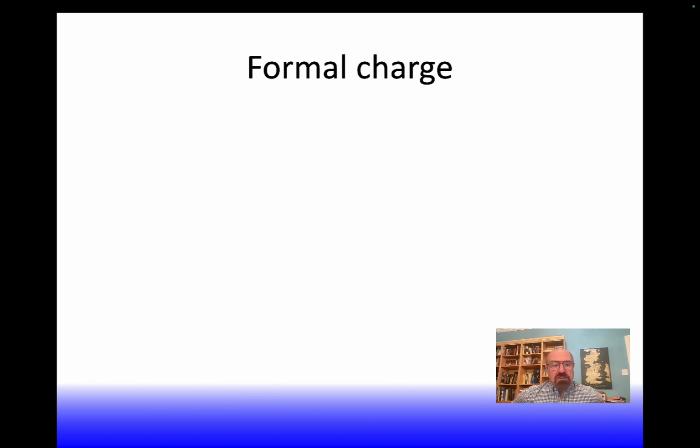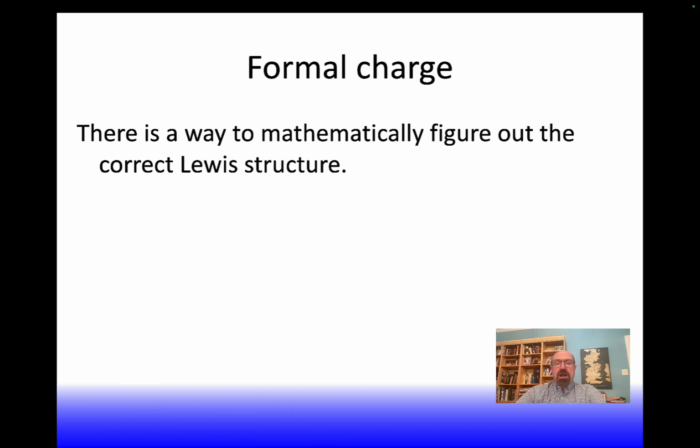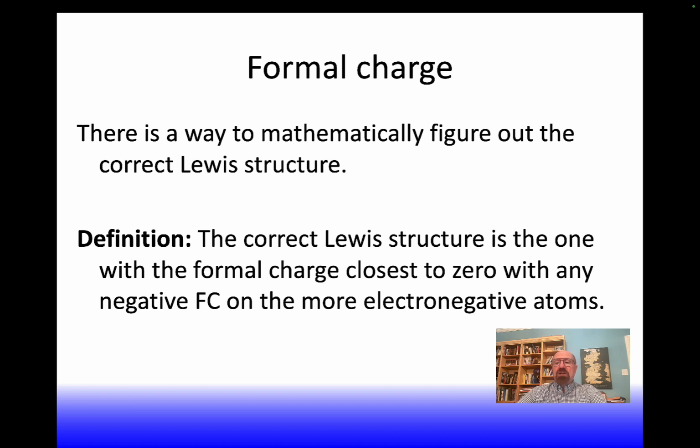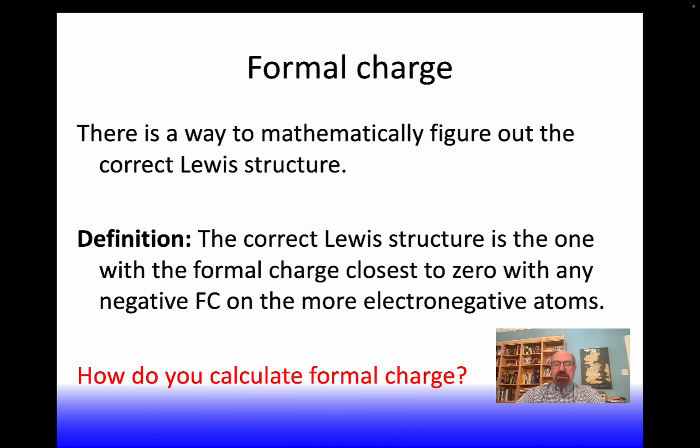And what formal charge is, it's a mathematical way of determining whether a Lewis structure is correct. All right, so let's take a quick look through this. It's going to tell us whether we have the right structure. I'll go through a bunch of examples, okay? The correct Lewis structure is the one that will have the formal charge closest to zero with any negative formal charge on the more electronegative atoms. What does that mean? Well, it's better to show you how you calculate it and then give you some examples so you can see what I'm talking about.